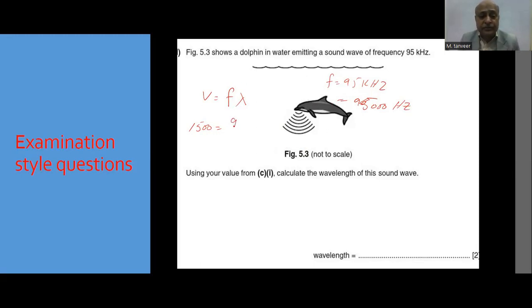So instead of F, we will use 95,000 into lambda, or lambda equal to 1500 divided by 95,000. So wavelength will be equal to 0.157 meter, or 15.7 centimeter. This is the wavelength. In this question, you have used V equal to F lambda, where V is the velocity, F is the frequency which is given in the question, and you have to calculate the wavelength.